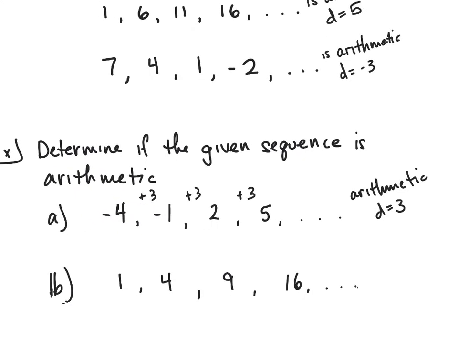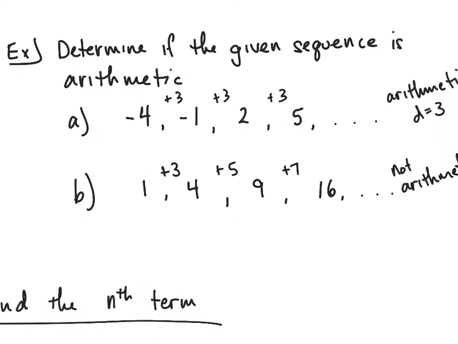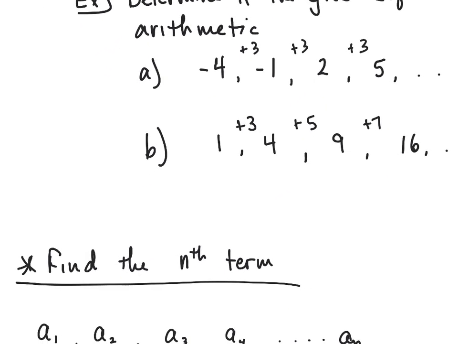Take a look at another one here. Go ahead and pause the video and try to determine if this sequence is arithmetic. What you hopefully found is from between the first and second term we're adding 3, but then we're adding 5, and then we add 7. Since we're not adding the same number every time, there's no common difference. Therefore, this is not arithmetic. So first learning target, pretty easy, just determining whether a sequence is arithmetic.